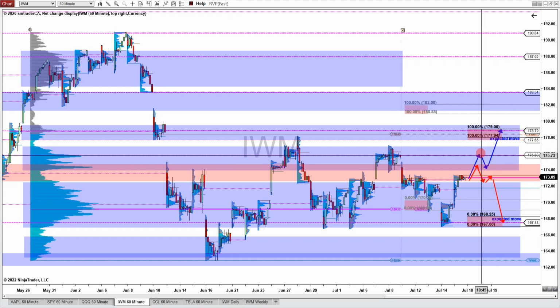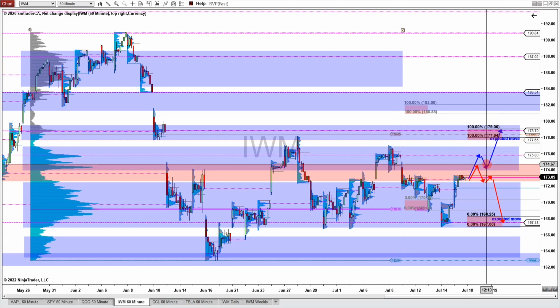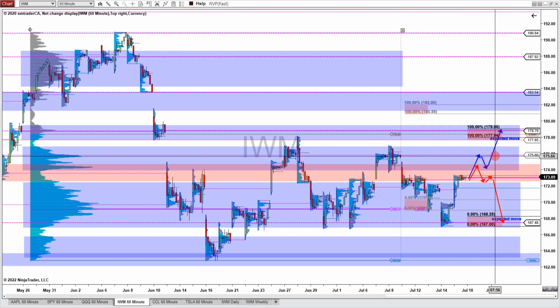175.67 area. So any kind of pullback here on a back test, look for any sort of support to see would it be able to hold up. And if it could hold up above this 175.80, then we expect the price to push up into this upper range of the expected move and also come up to this virgin point of control somewhere around 178.79. So that is the upside scenario for the IWM.